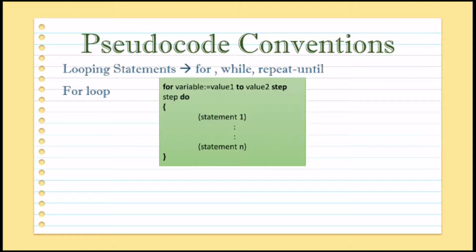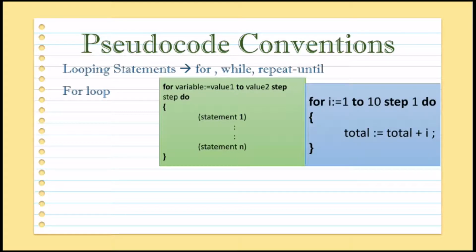Step is the optional part and is used to increment or decrement the value of variable. If step is not written, it will take +1 as default value. The block which contains one or more statements will execute repeatedly till the condition is true.